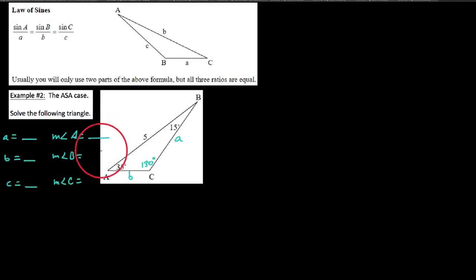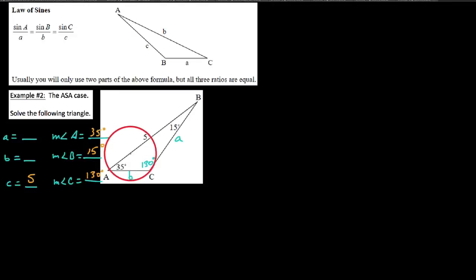Filling in what we know, it looks like we already know all three angles. The measure of angle C we determined was 130 degrees, the measure of angle A is 35 degrees, and the measure of angle B is 15 degrees. Of the three sides, we know side length c is 5 units long. Keep in mind that opposite our largest angle would be our longest side. 130 is overwhelmingly the largest angle, so because these other two angles are so small, I know these two side lengths are going to be less than 5.